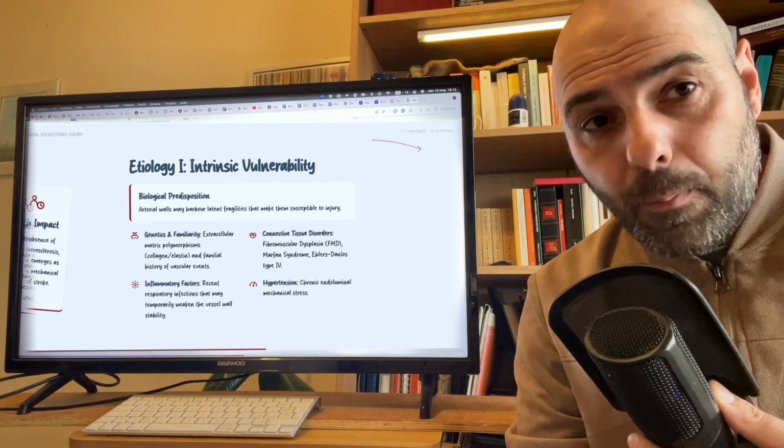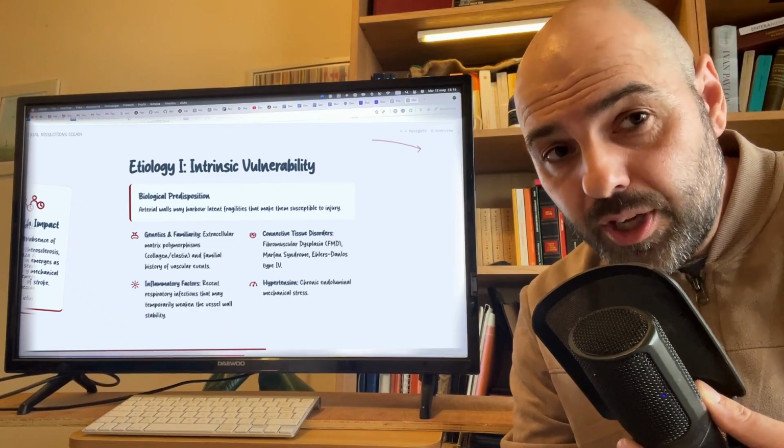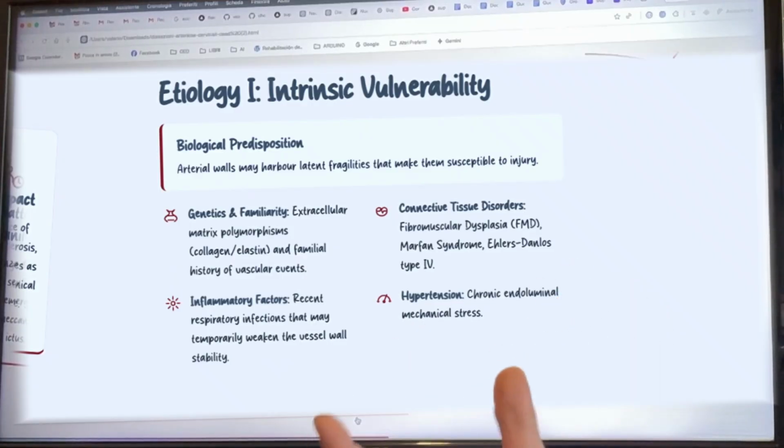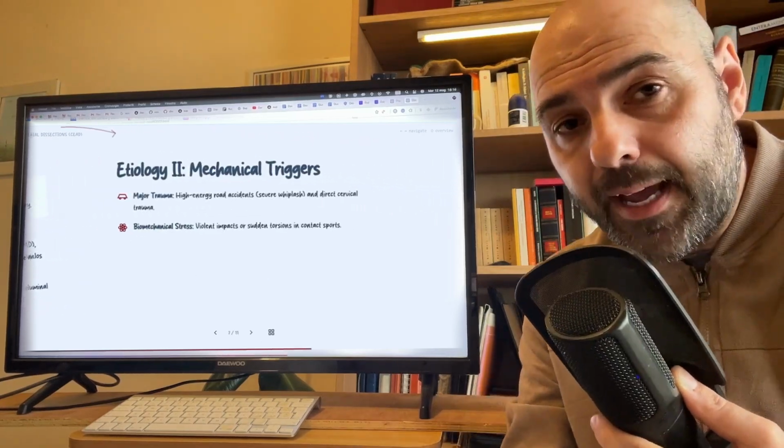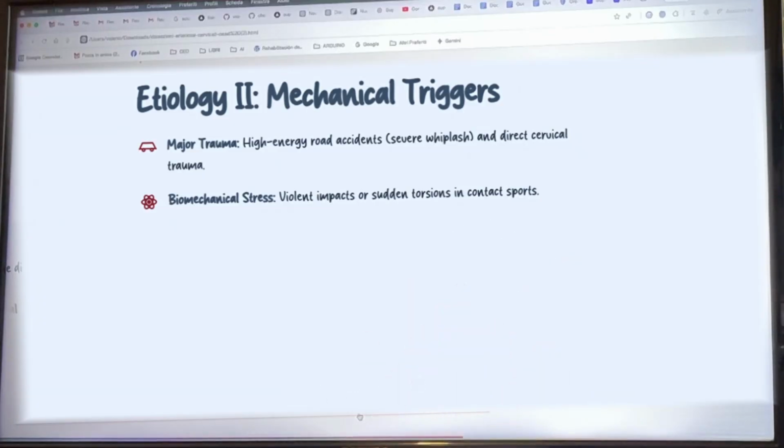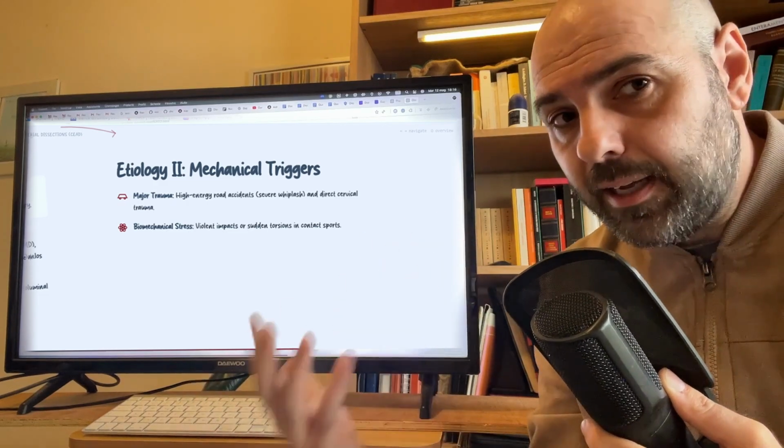And then, when we talk about cerebrovascular lesions, we can never leave out hypertension, which produces chronic mechanical stress on the walls of our vessels. Other causes include mechanical triggers, of course, such as major traumas like high-energy car accidents, severe whiplash injuries, and even direct trauma to the cervical area.